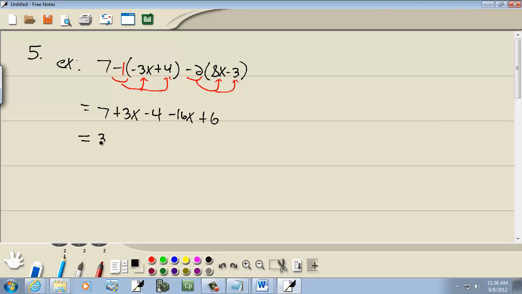Now I'm going to rearrange it so the like terms are together. Remember, like terms are same variable to same power. And I'll put the numbers together also. Now when you move things around, you have to keep the signs that are in front of them with them. Now combine together like terms. 3x minus 16x gives us negative 13x. 7 minus 4 is 3, plus 6 gives us 9.